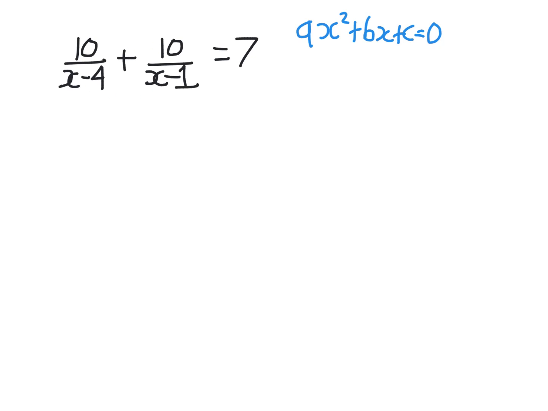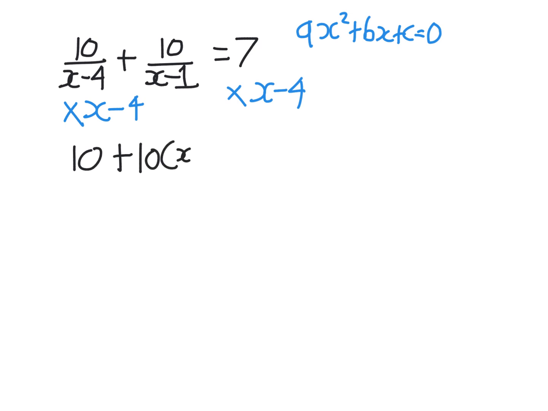So let's make this look like that. To do that, we're going to have to get rid of the fractions. The first thing I'm going to do is multiply by x minus 4 to get rid of this fraction. But this is still an equation, so the rule still applies: what you do to one side, you must do to the other. So I end up with 10 plus 10 lots of x minus 4 over x minus 1 equals 7.